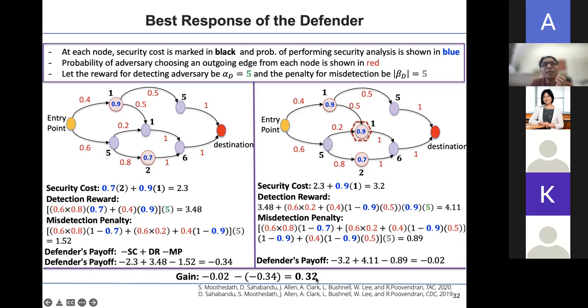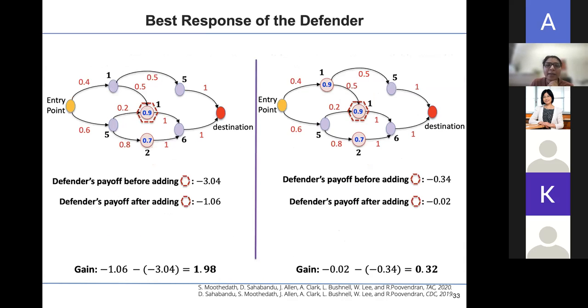So to summarize this small hand calculation, we had an initial selection, which is just this node, and we added this hexagon marked node into the set, and that gave us an additional gain of 1.98 for the defender. On the other hand, if I added the same node to a bigger set, which has this and this, the incremental difference is just 0.32, which is less.